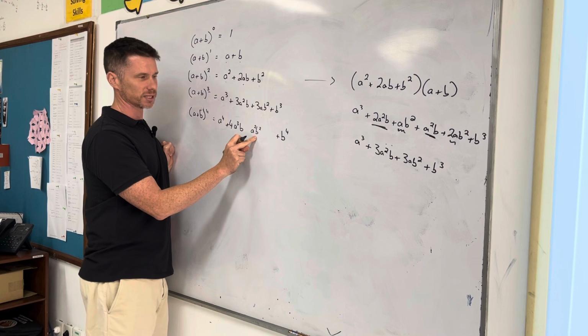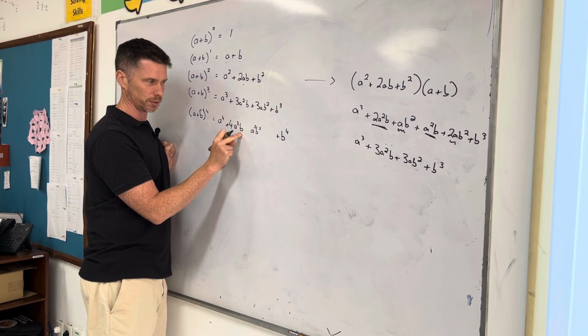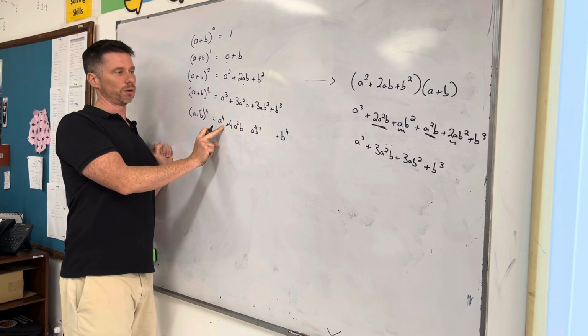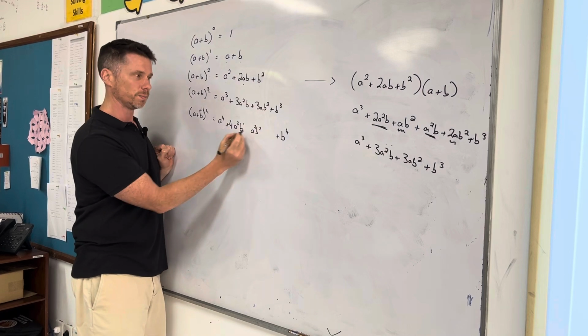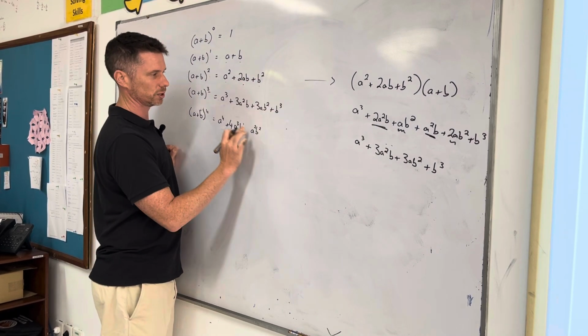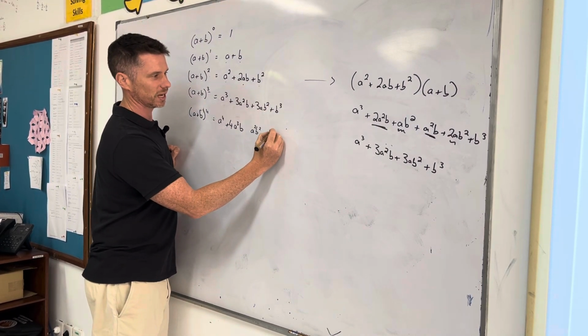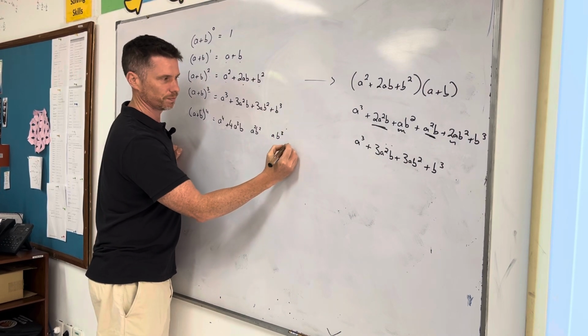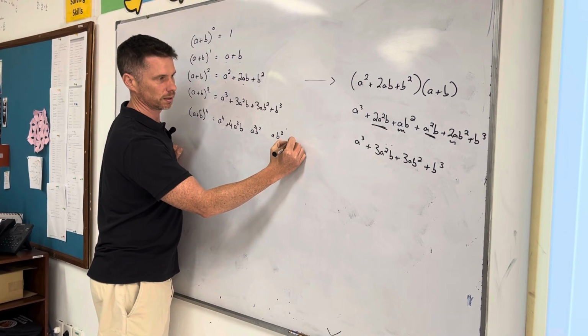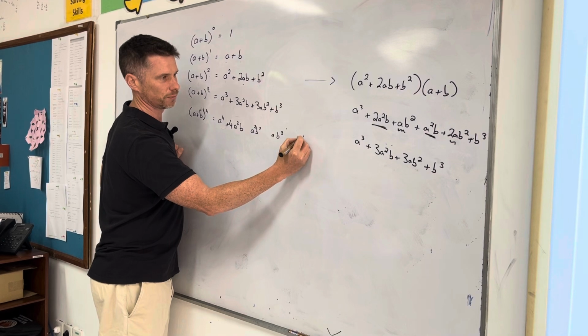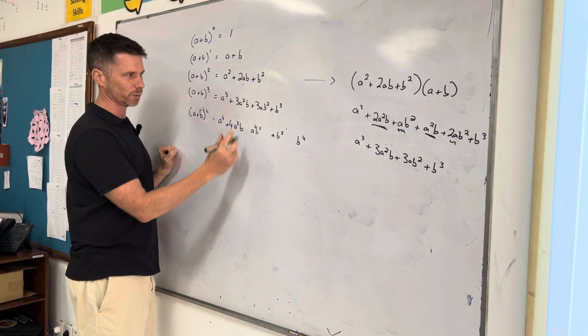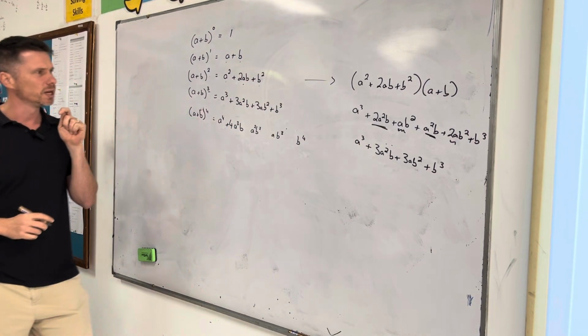Because the a is going down and the b is coming up. Starts at 0 here, 0 power. B to the power 1, b to the power 2. So we're missing a b to the power 3 here in the next one. So we've got a and then b cubed. B to the 4 at the end. Okay, they're all going to be plus because there's no minus here to make it minus.